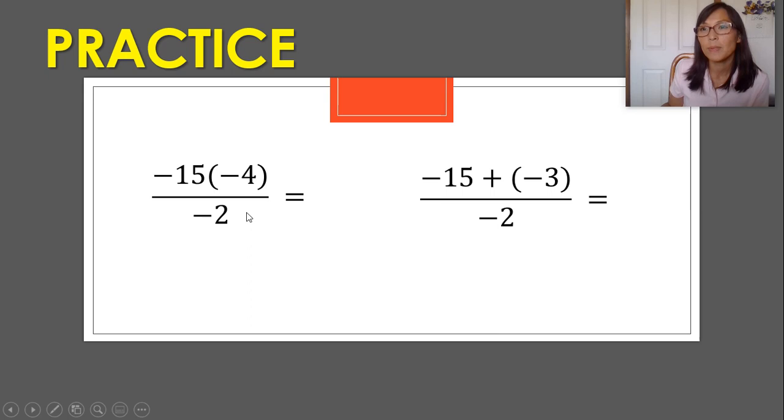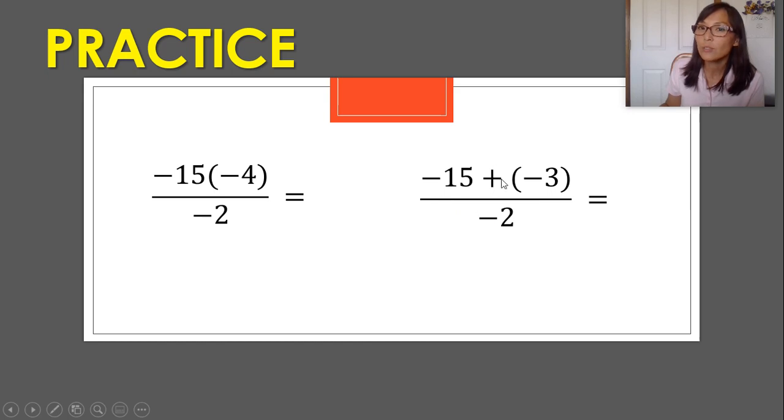Let's look at these problems because these are a little bit different. So when I see the negative 15 and it is right next to the parentheses, that means that that is multiplying. So I'm going to multiply 15 times 4, which ends up being 60. Because there are two negatives, that's a positive 60. And now that positive 60 is being divided by negative 2, so that ends up being negative 30.